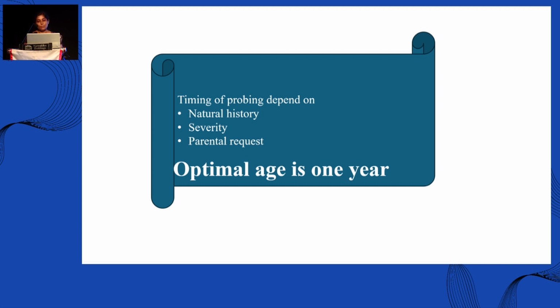Here the dilemma comes with age. If we delay the age of probing, the probing success rate will be reduced, but not as such. The probing success rate reduces with age because they have complex nasolacrimal duct abnormalities, not simple membranous obstruction. That is why the probing success rate will reduce with age. That is not because we delay the probing.